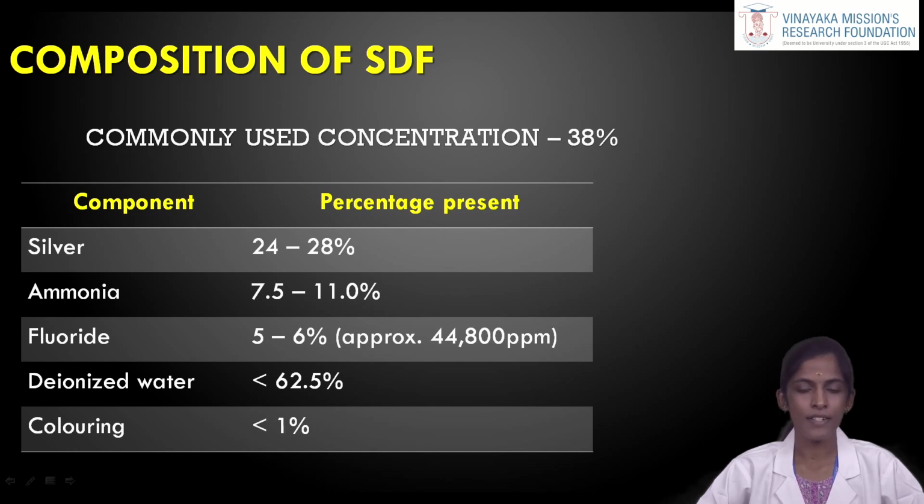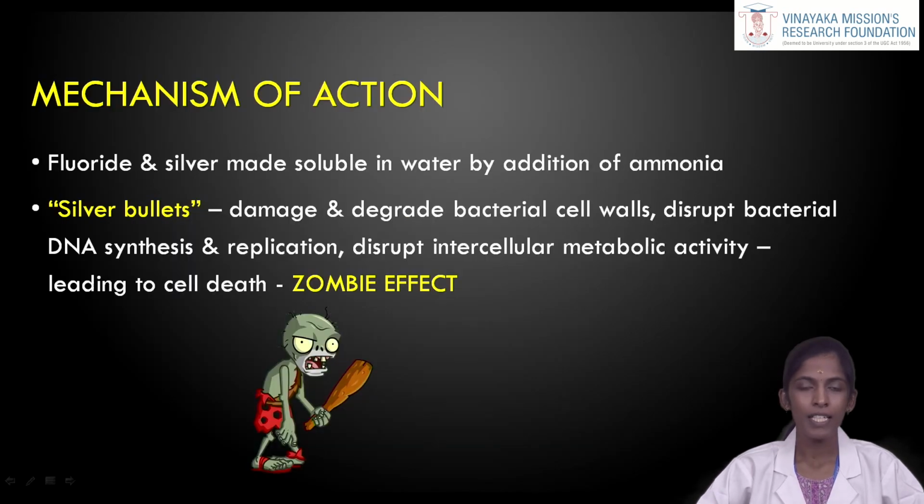The most commonly used concentration is 38%, which includes silver of about 24 to 28%, ammonium of about 7.5 to 11%, fluoride of about 5 to 6%, which approximately contains about 44,800 parts per million of fluoride, and deionized water of less than 62.5%.